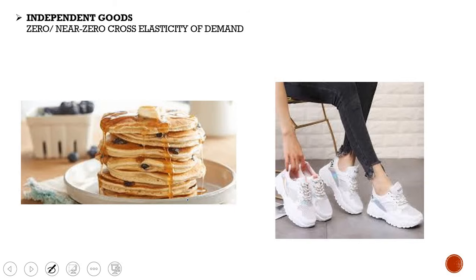Then you have independent goods. These have zero or near zero cross elasticity of demand, so when you calculate your elasticity, it's going to equal 0 or near 0. These goods are not related to each other at all, like pancakes and shoes. What's the relationship between them? Nothing. So when you look at cross elasticity of demand, you look at substitute goods, complementary goods, and independent goods.